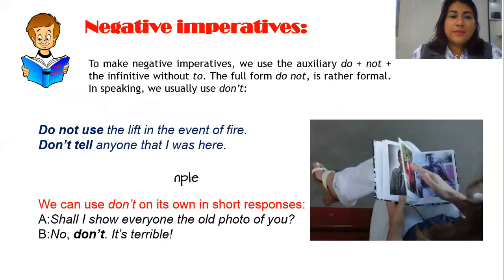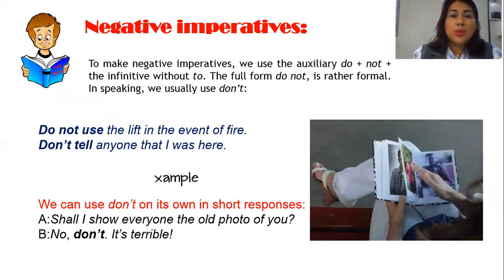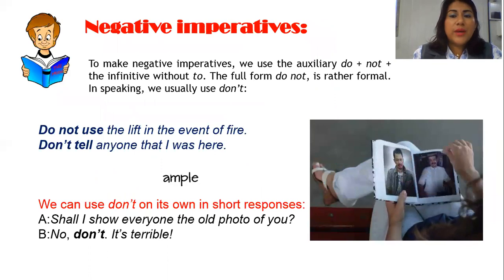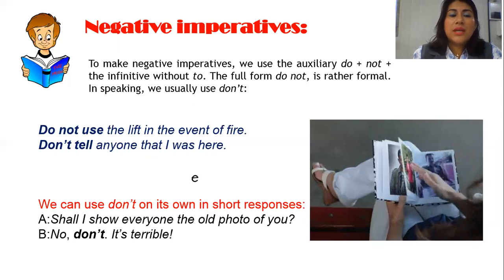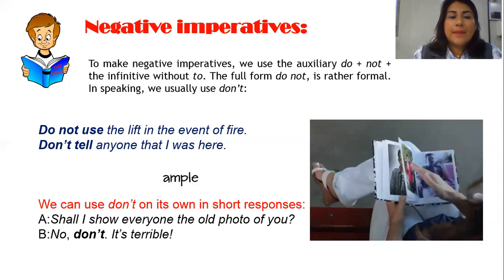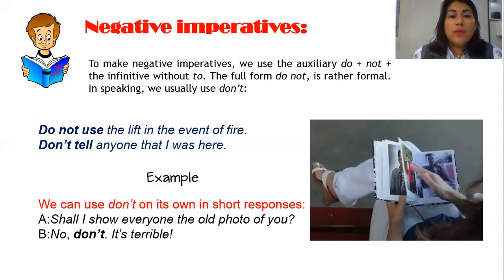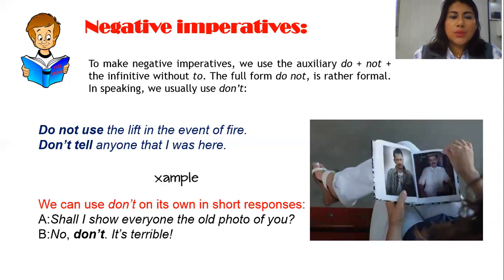Negative imperatives. To make a negative imperative, we use the auxiliary do plus not plus the infinitive without to. The full form do not is rather formal. In speaking, we usually use don't. Do not use the lift in the event of fire. Don't tell anyone that I was here. We can use don't on its own in a short response. Shall I show everyone that old photo of you? No, don't. It's terrible.